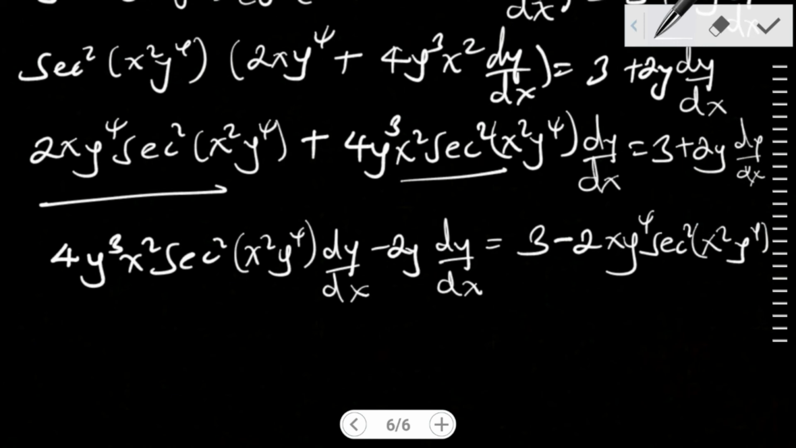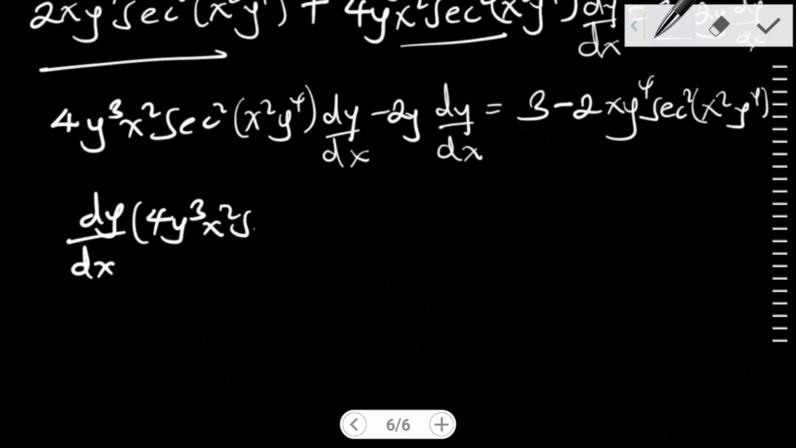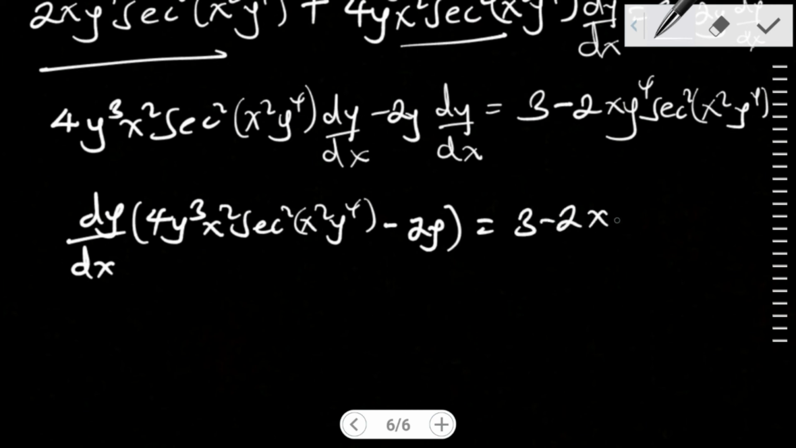Now having done so, next thing here is now so my dy dx into, I'm having this 4y cubed x squared sec squared x squared y to power 4, close this, minus, I'm having 2y, this would be equals to, I'm having 3 minus 2x y to power 4 sec squared x squared y to power 4.